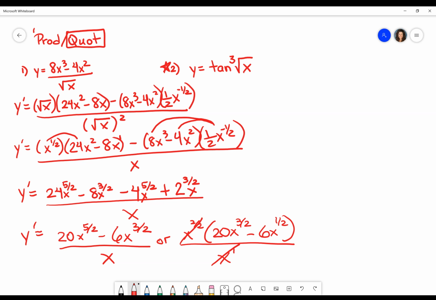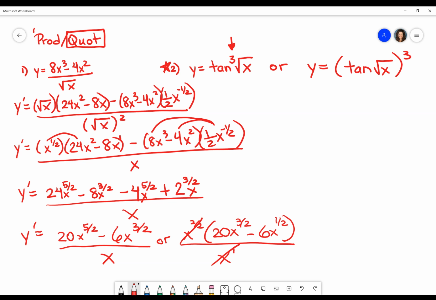Number 2. The hardest thing about 2 is if you understand when a trig function is raised to an exponent. Do you know that this is the same thing as this? Tangent of square root of x, to the 3rd power. Do you guys know that? Because they place the 3 here so that you're not confused what's being cubed.